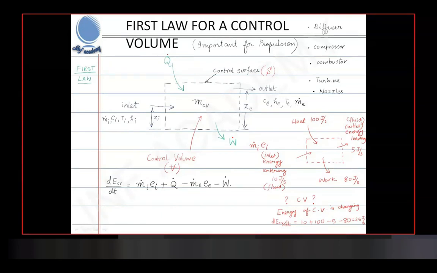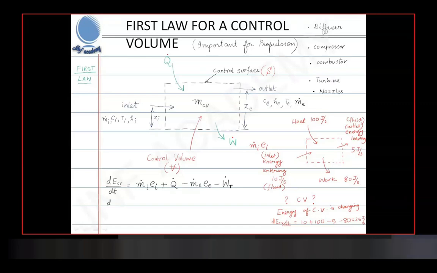Okay, and now this work I'm going to write as W dot T. Okay, I'll tell you why. I'll tell you the reason a little bit later. So this work, the total work, including all the work on the control surface, I'll call it W dot T. That's the net work done.